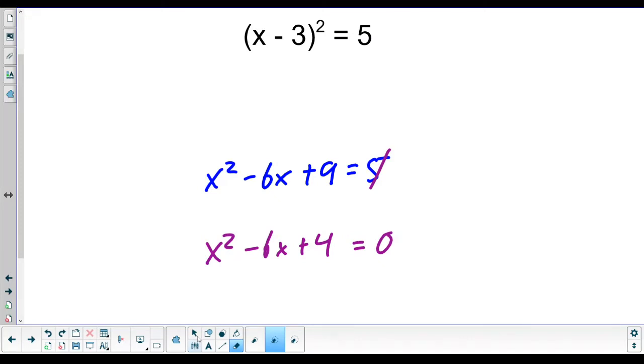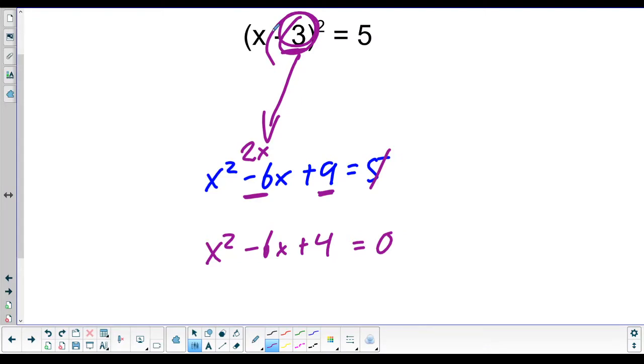All right, so some important things that you need to recognize. This number and this number are very much related to that number you are adding or subtracting inside the binomial squared. This number in the middle on the coefficient is 2 times whatever that number is. So because this is a -3, this is a -6.